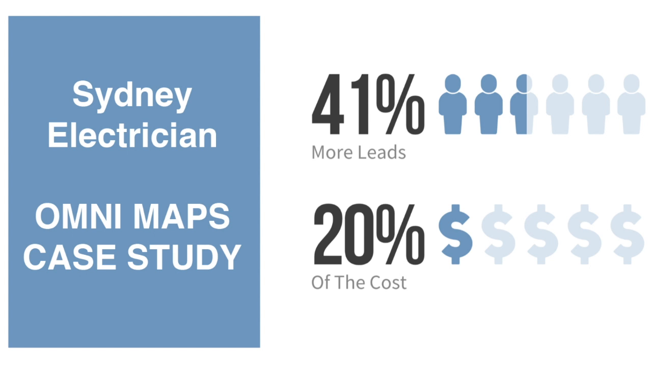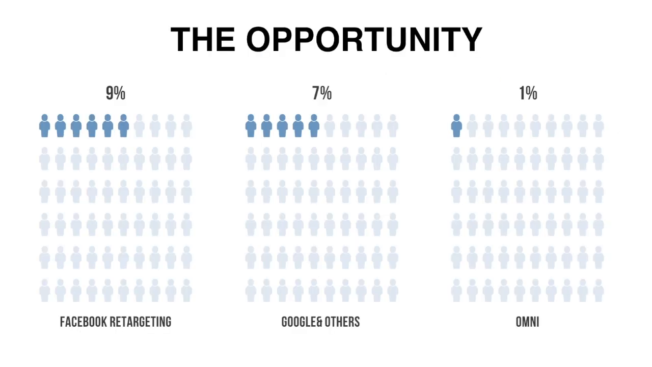So here's a couple of examples of results that people are getting. Got a client, an electrician. Once implementing this, 41% more leads and their cost lowered, right? So do that math. That's incredible. And the opportunity is huge. You can do a bit of Facebook marketing, do a bit of Google marketing. You can do your retargeting. You can do what you want to normally do. Literally 1% of the people out there are doing what we are showing you right now.